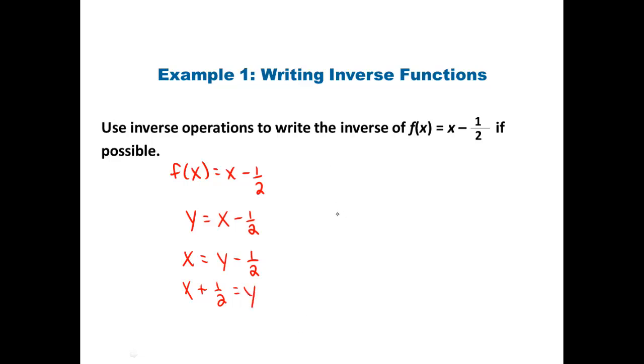And then our last step is to write our inverse notation. So rather than y, we're going to write f inverse of x, and then we have x plus 1/2. Now notice the inverse operations. We started out with a minus, ended up with a plus. When we have these one-step, simple equations, it's very easy to look and see the inverse operation.